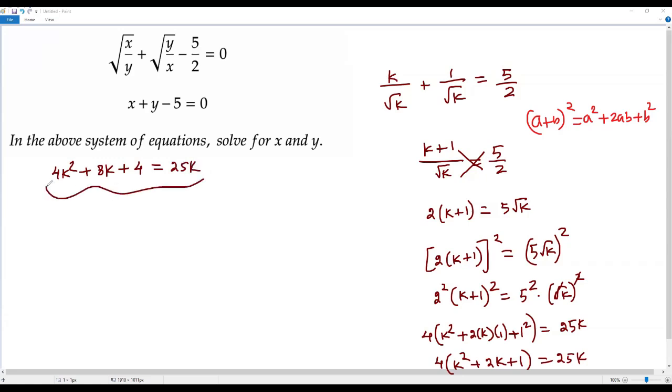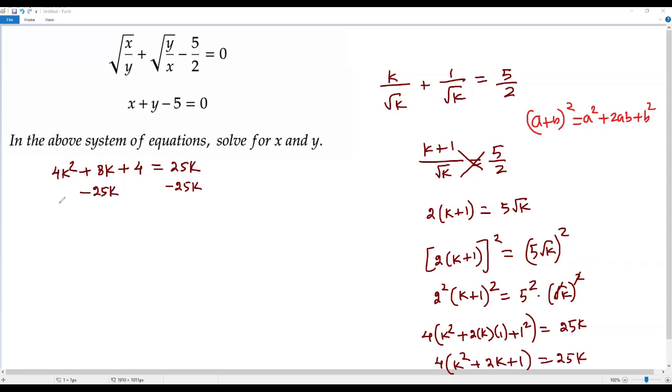Okay, here we got a quadratic equation, but it's not in standard form. Standard form means we have to get everything on one side of the equation and the other side 0. Now let me make the right side 0. For that, we have to get rid of this positive 25k. So to get rid of this positive 25k, let me subtract 25k from both sides.